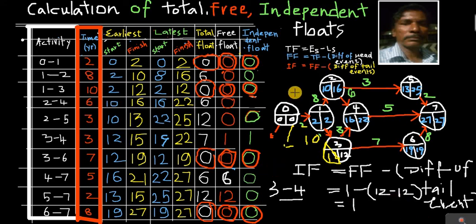So like that we can calculate for the given network. It is possible to find the earliest time, latest time, the start of the earliest time, finish of the earliest time, start of the latest time, finish of the latest time, total float, free float and independent float. For each and every activity it is possible to calculate.